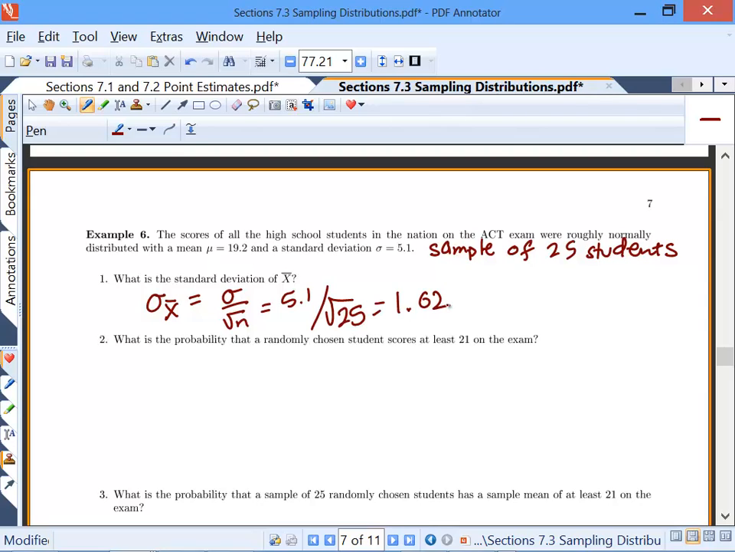Or I could ask, what's the probability that just one randomly chosen student scores at least 21 on the exam? So this is asking, what's the probability that one randomly chosen student scores at least 21? Is this asking you for a probability associated with a sample mean? No. This is just the probability that X is greater than or equal to 21. It's just one individual.